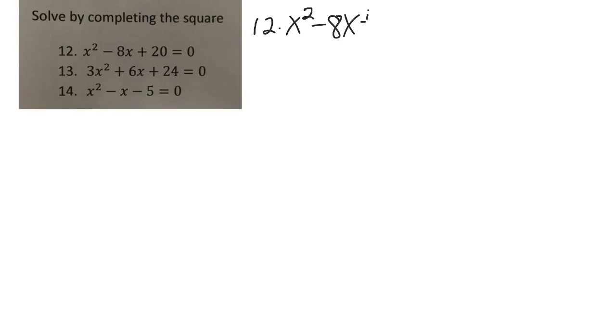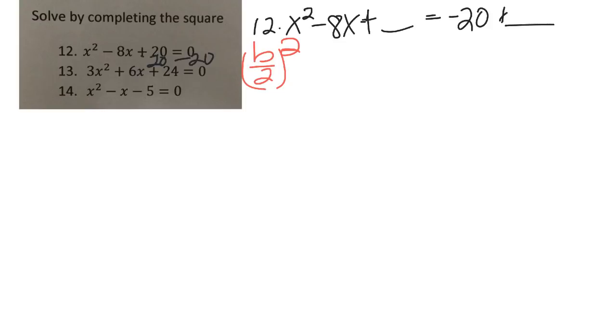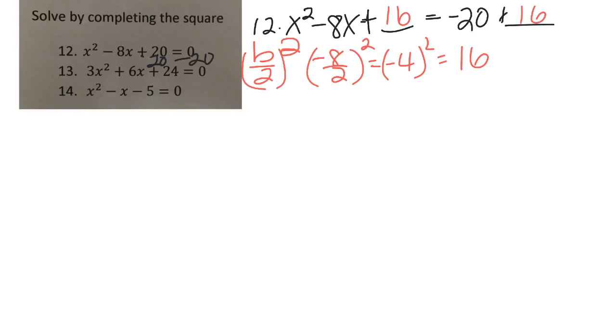And I'm going to move the 20 to the other side by subtracting 20. So plus something equals negative 20 plus our something. Remembering whatever we do when we get what completes the square, we have to add it to both sides. And we get that by b divided by 2 squared. Our b is negative 8, so negative 8 divided by 2 squared equals negative 4 squared, which is positive 16. So we're going to add 16 to both sides. Then we get x squared minus 8x plus 16 equals negative 4.